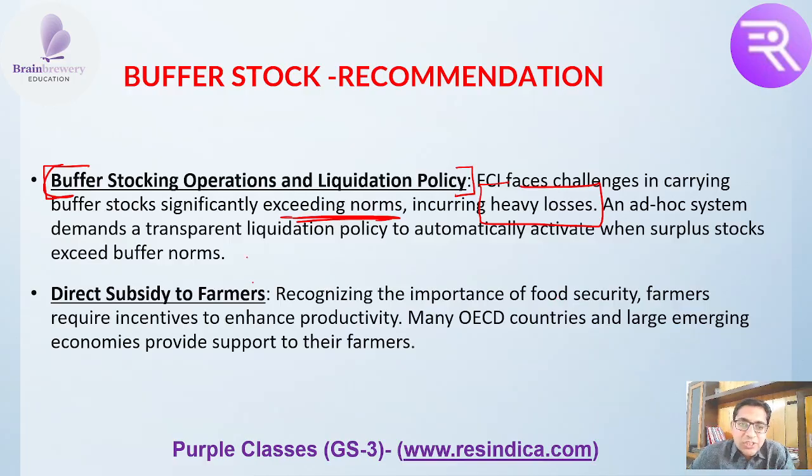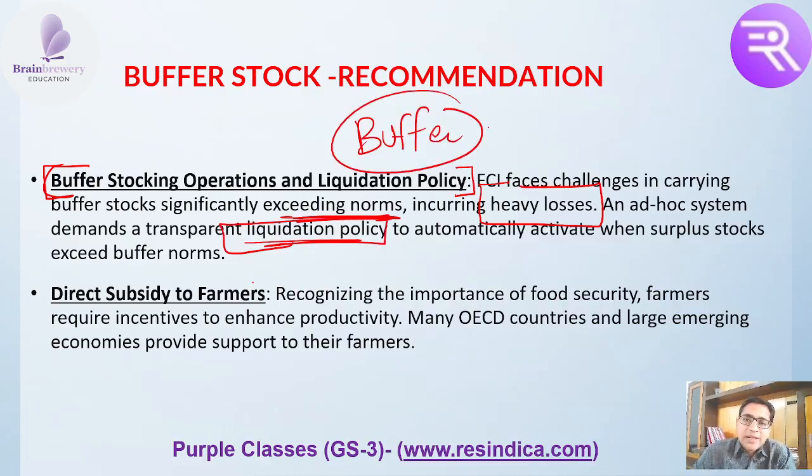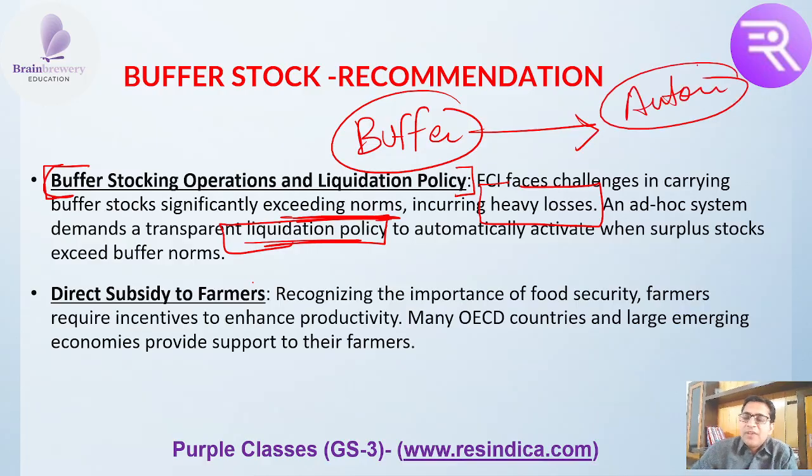So this liquidation policy has to come, like if there is any buffer stock or any excess stock comes, then this policy should automatically come into place. What we have to do with that? When surplus stock comes, what exactly do we have to do with that? It is not always for the government to decide. Automatically that policy should come into place, on what we have to do with the buffer stock if it comes.